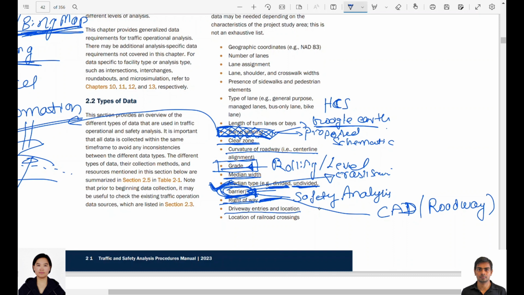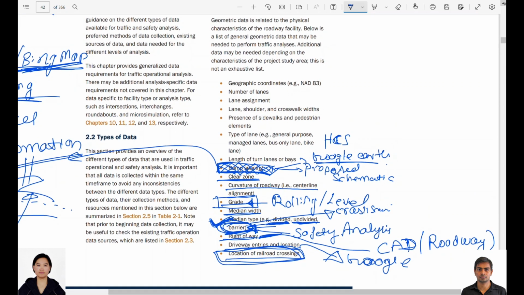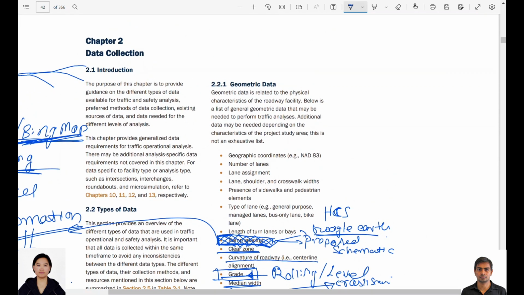Driveway entries and locations come from Google Maps. Again, we don't need to gather this data, we just need to look at Google Maps and see, okay, there is a driveway. Location of railroad crossings is an important one. If there are railroad crossings in the project we are working on, then we have to take care of railroad preemptions.